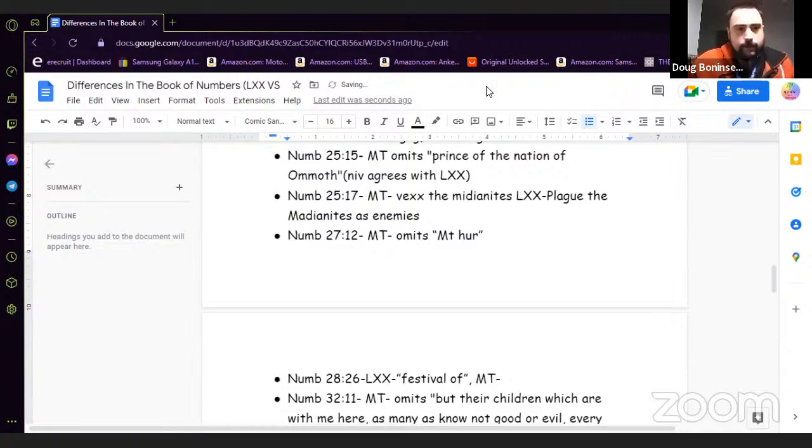Okay. Numbers 25, verse 17. The Masoretic text has vexed the Midianites. The LXX has plagued the Midianites as enemies. So I guess you could say vex is similar to plague, but plague seems a little bit stronger to me. And that's Numbers 25, verse 17. So let's go to there.